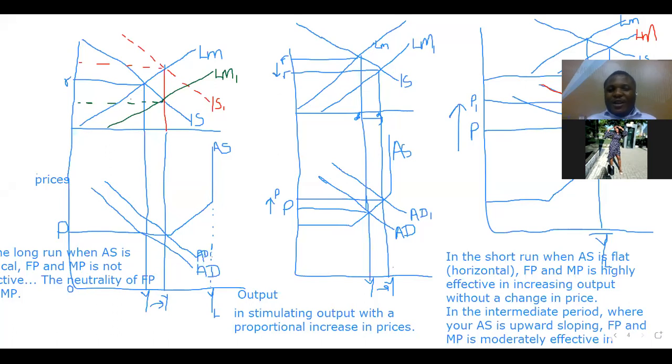And when you do that, your real output cannot change in the long run, but your prices are the only thing that will actually do what? Change. Have I been able to answer the question? Yes, sir. Thank you, sir.